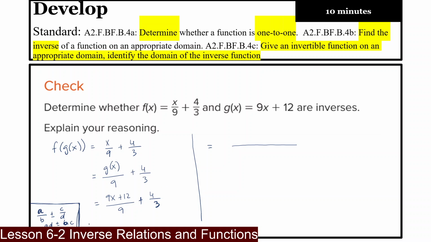Alright, so let's see if we can apply the rule. b is 9, d is 3, so bd goes at the bottom. So what is 9 times 3? 27. That goes at the bottom. Then we say ad. Well, a is 9x plus 12 and d is 3.